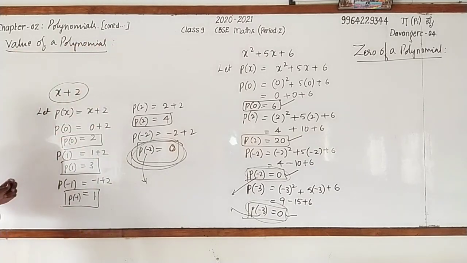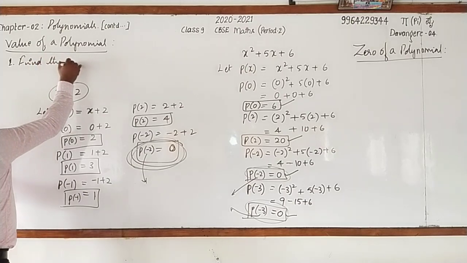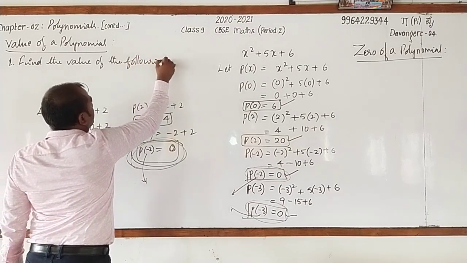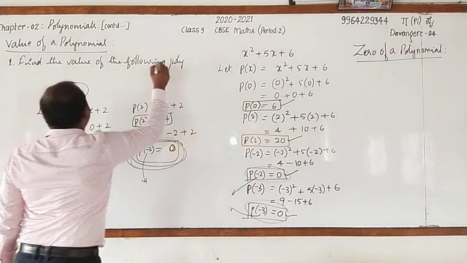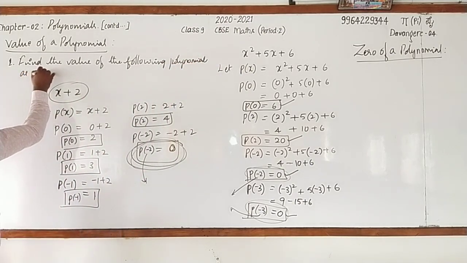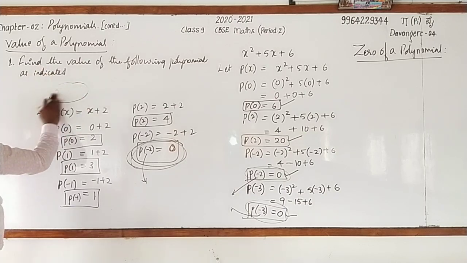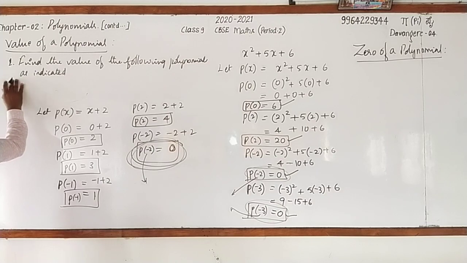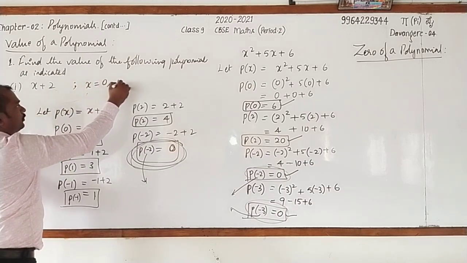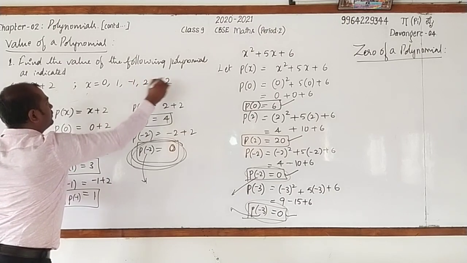Now, dear students, you have to write the side heading: value of a polynomial. Then, here first question I take: find the value of the following polynomials as indicated. The first question is, in that first sub question is x plus 2 where x equal to 0, 1, minus 1, 2, minus 2.